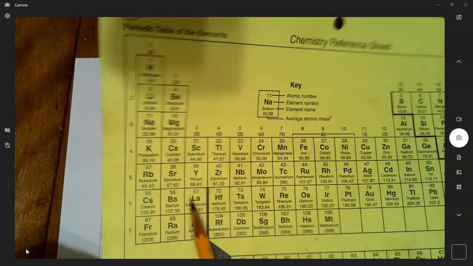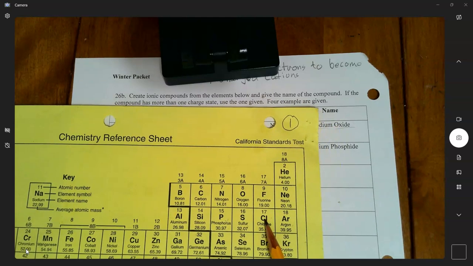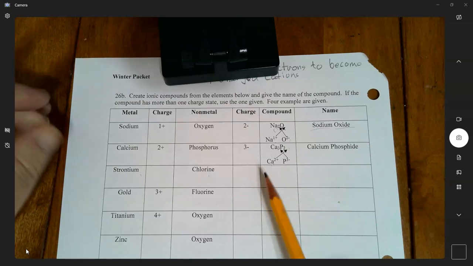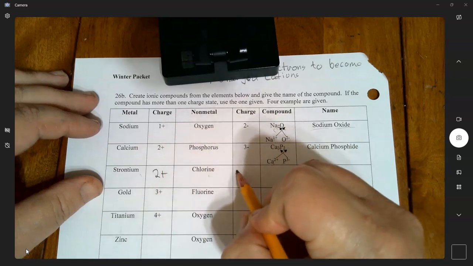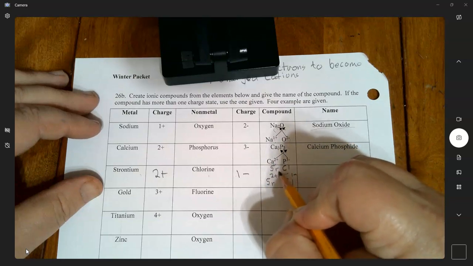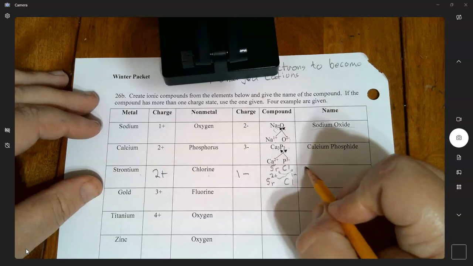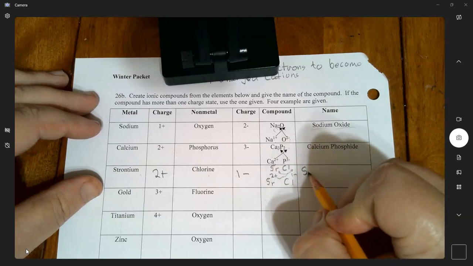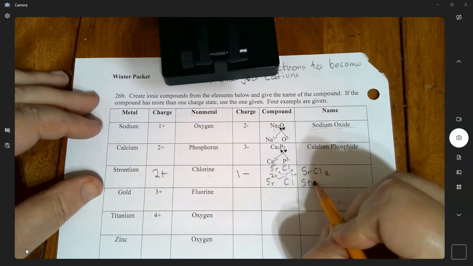Let's go down the rest of them. Strontium has a 2+ charge because it's in the second column. Chlorine is in the second to last, so it's going to have a 1- charge. So I'm going to write that down here. The 1 goes underneath strontium, the 2 goes under chlorine, and so it becomes SrCl2, and that's going to be strontium chloride.